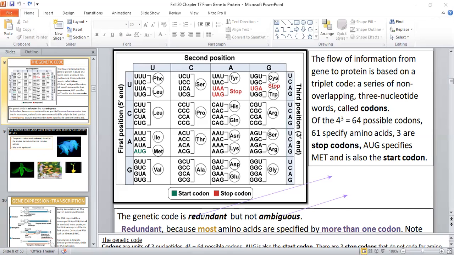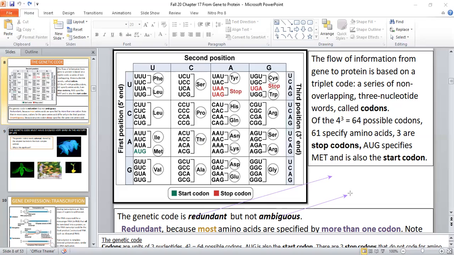So redundant and degenerate are the same term. Then ambiguous and non-overlapping. It is not ambiguous. Not ambiguous means non-overlapping.